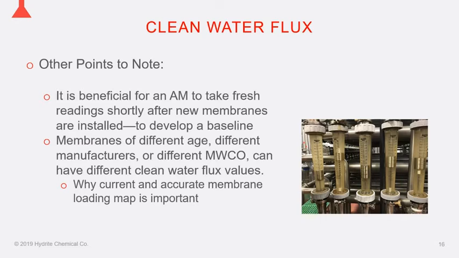So when you do a flux test, we could have flux differences based on different membrane manufacturers, different ages of membranes, or different molecular weight cutoffs in the case of perhaps UF membranes. Those will all produce different clean water flux values. So like I said, it's not uncommon to see major flux variations between different loops in the same system due to those potential differences. That's why it's always very important to have a current and accurate membrane loading map, or at least know who keeps that data and become their friend, so they're willing to share it with you.